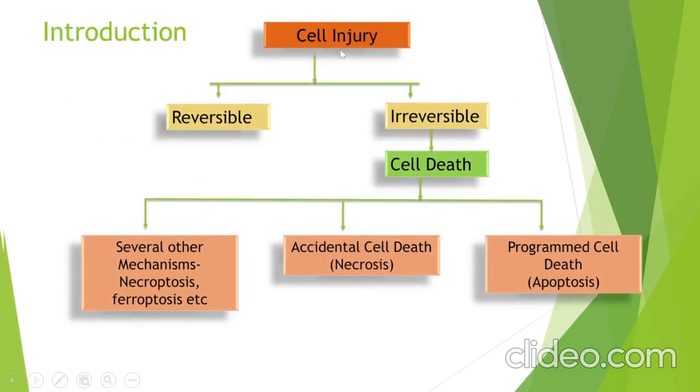When a cell undergoes injury, the injury is either reversible, that is the cell after getting injured will revert back to its original state and function, or when it is irreversibly injured, it will undergo cell death. When a cell is irreversibly injured, it can undergo cell death in many different ways. The most common one that you have already read about is accidental cell death, that is the necrosis. And then we'll be seeing today about what is apoptosis, that is the programmed cell death. Apart from these two, there are several other mechanisms like necroptosis and ferroptosis that the cell can choose to die by.